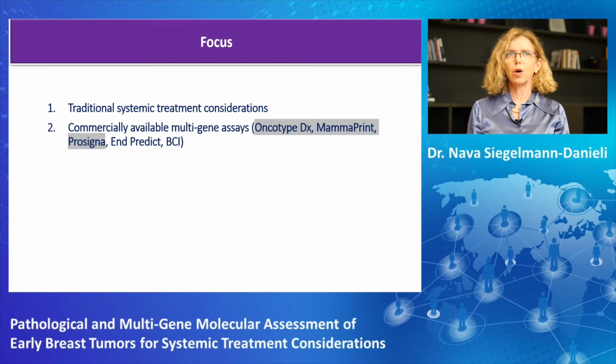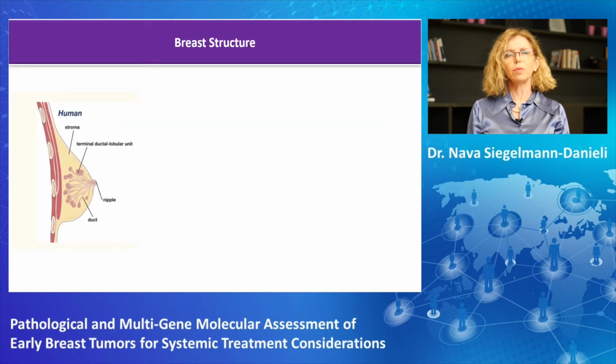And so we'll just focus on the traditional systemic considerations and then on some of the commercially available multigene assays: Oncotype, MammaPrint, and Prosigna. We'll just briefly go over the classical breast structure. So we see here on the left the breast, the fat tissue, and the glands and the ducts going to the nipple.